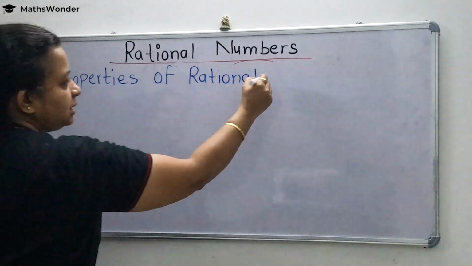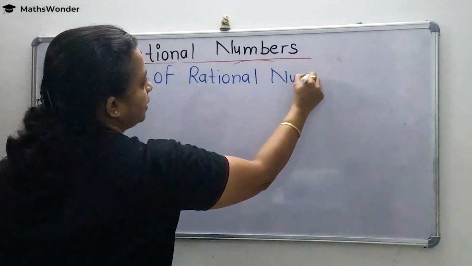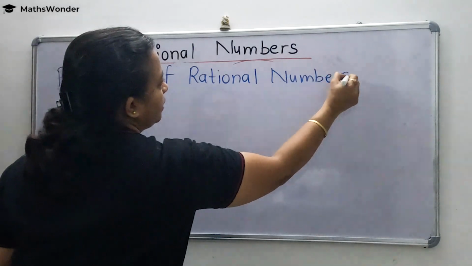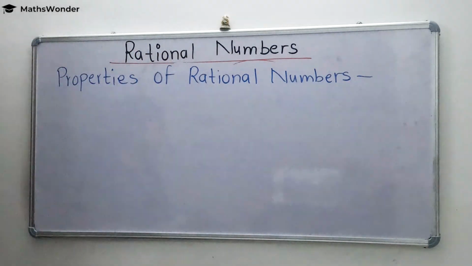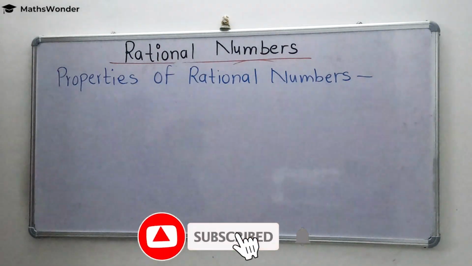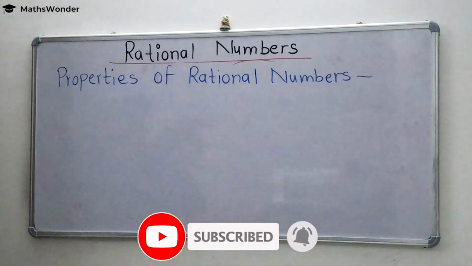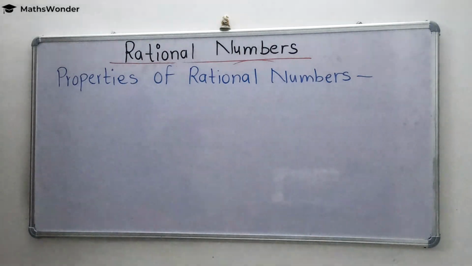Properties of rational numbers. Any idea what the first property is? Distributive property. Yes, but it's not first.